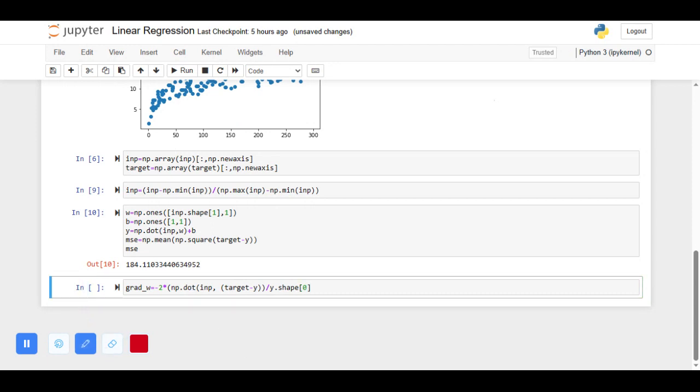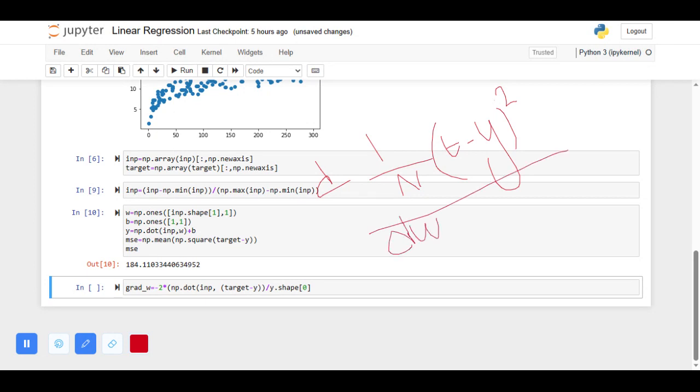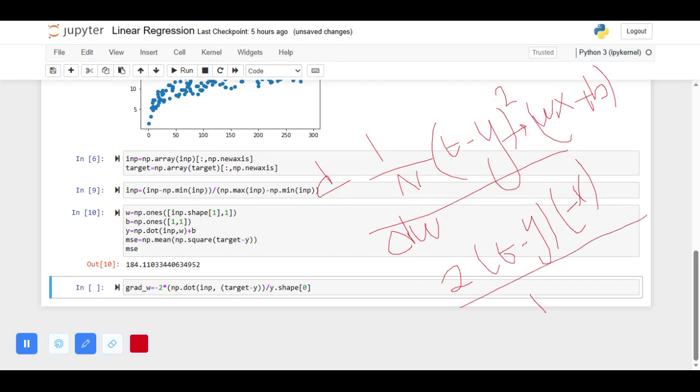If you see the formula of the mean square error, it is 1 over n, where n is the number of samples, times target value minus predicted value to the power of 2. If you take d of this with respect to d of w, where the prediction is w x plus b, the first derivative will be 2 times (t minus y) times the derivative of the inner portion, which is minus x. So minus x over n, the number of samples.